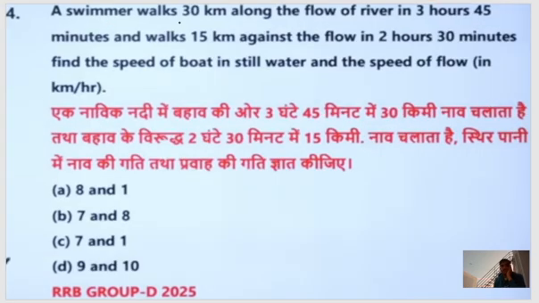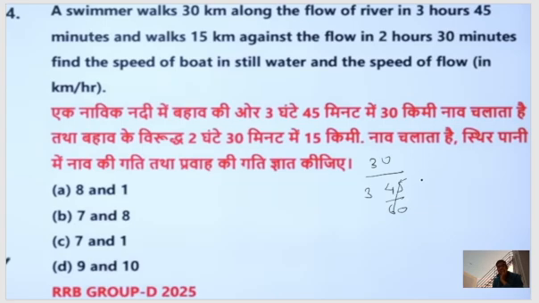Next question, a swimmer walks 30 kilometers along the flow of the river in 3 hours 45 minutes. So this time is given in fractions: 30 kilometers in 3 hours 45 minutes. So 45 upon 60, we are doing, so it is converted into hours.